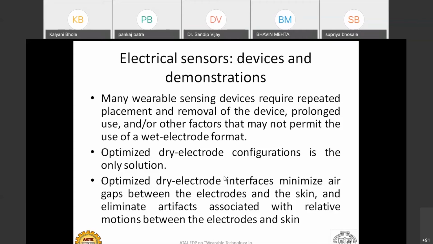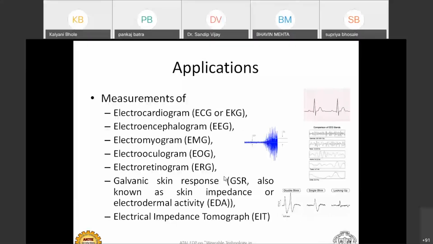So it eliminates artifact associated with relative motions between the electrodes and the skin. In case of wearable sensors, specifically wearable electrical sensors, dry electrode configuration or optimized dry electrode configuration is used, or it is recommended. So these are a few applications. It is used for measurement of ECG, or we call it EKG.